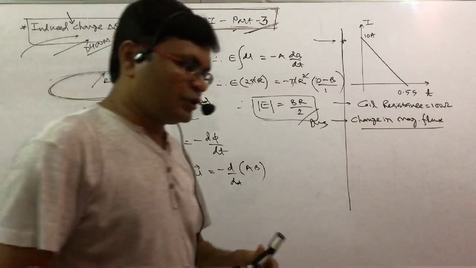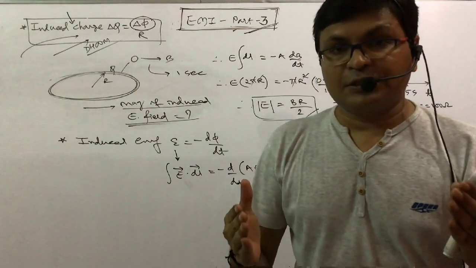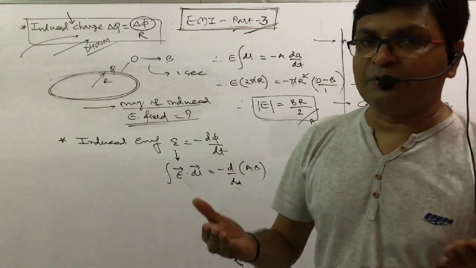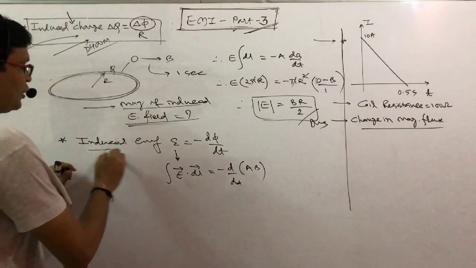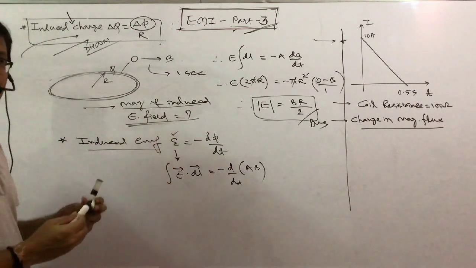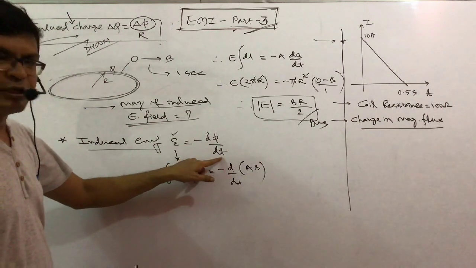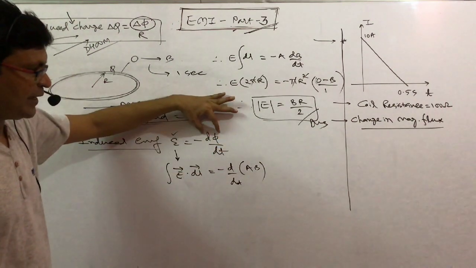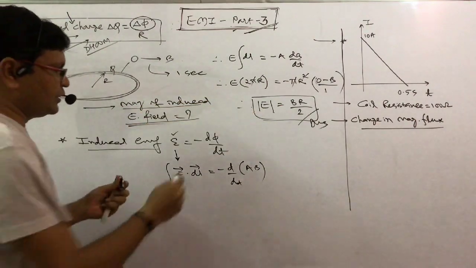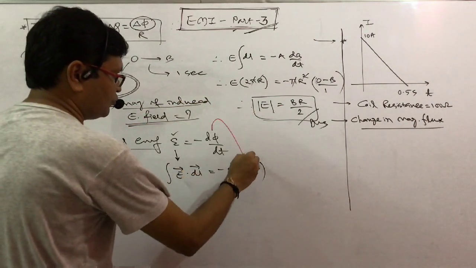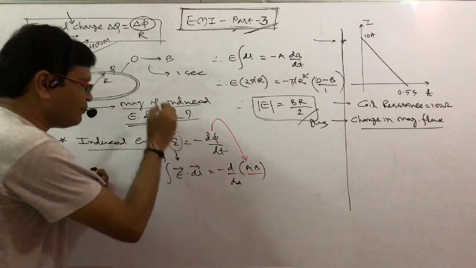So we have an idea about the induced EMF, induced current, induced charge, then power. Now induced electric field. So what is the formula of induced EMF? As per Faraday's law, induced EMF is equal to minus d phi by dt. You know that, the rate of change of magnetic flux. But what is the formula of flux? It is AB. You can see that flux phi is equal to AB, area into magnetic field. But this is the EMF.